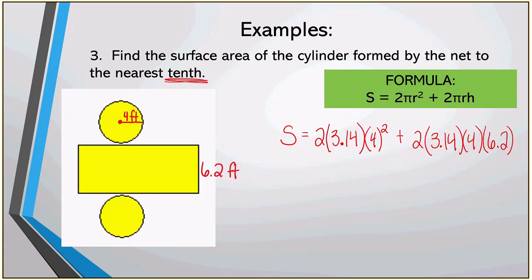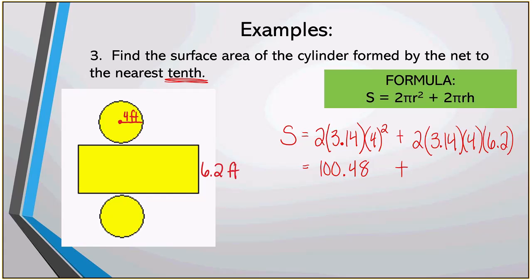So I'll tell you what I mean. 2 times 3.14 times, remember that 4 squared means 4 times 4. So in my calculator, I just did 2 times 3.14 times 4 times 4, and I get 100.48. Notice I did not round yet.